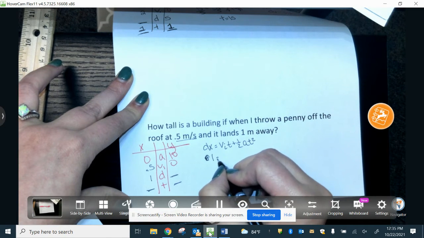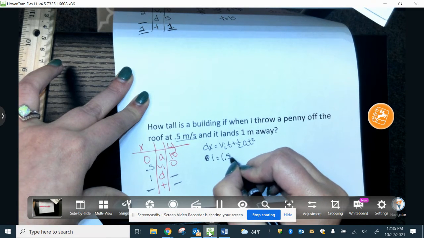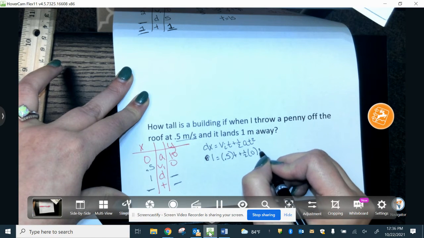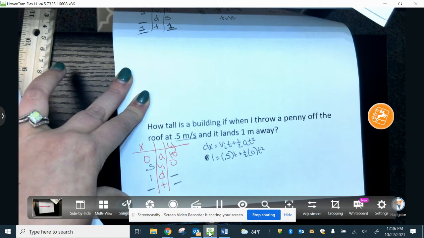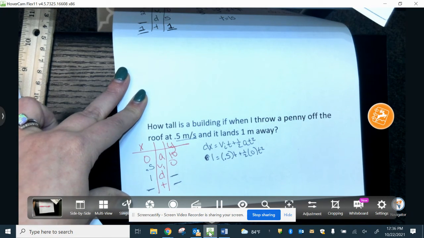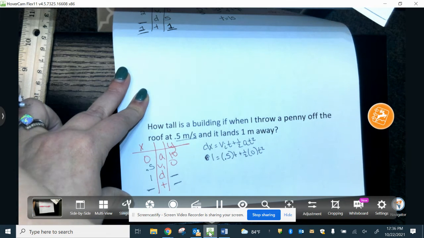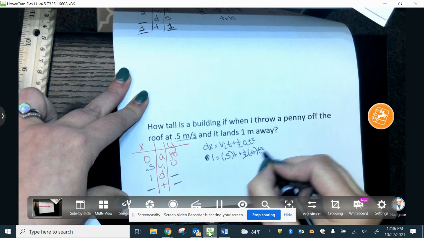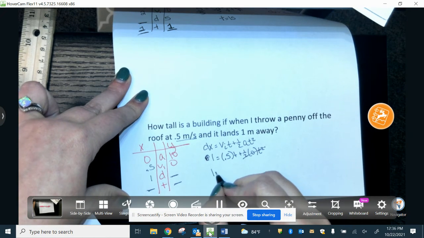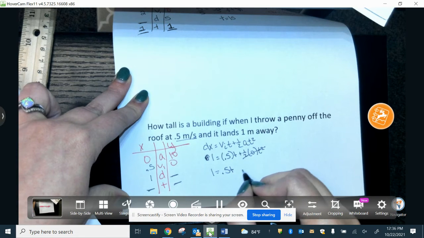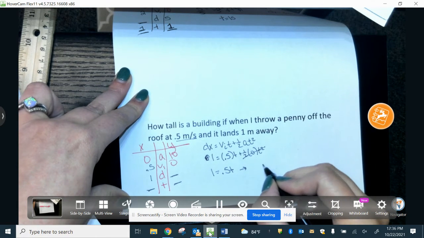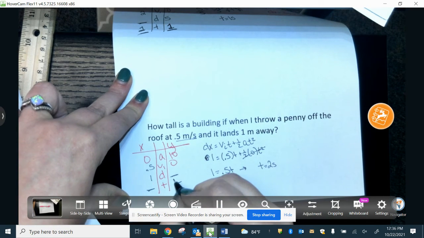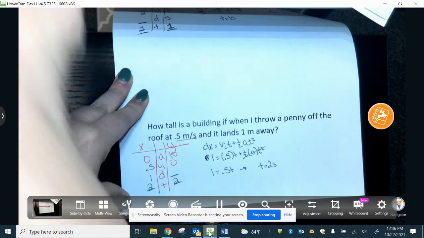1 equals 0.5 t plus 1/2, 0, t squared. This goes away because it's multiplied by 0. 1 equals 0.5 t. Divide both sides by 0.5. t equals 2 seconds. It didn't ask me for the time, but now that I have the time, I can solve for d of y.